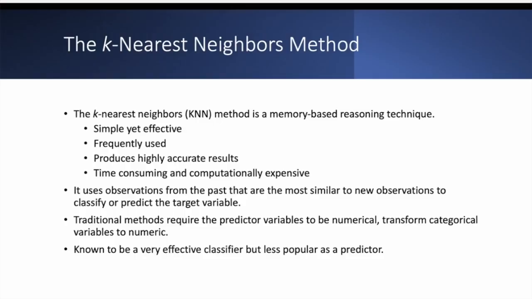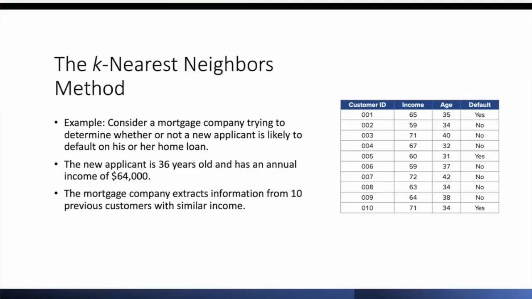Another example, in the medical field, doctors and nurses can use the KNN algorithm to compare past patients to help determine whether or not a new patient has a similar disease. Past patients with similar symptoms are considered nearest neighbors of the new patient, and their information can be used to help diagnose new patients. Let's look at this example.